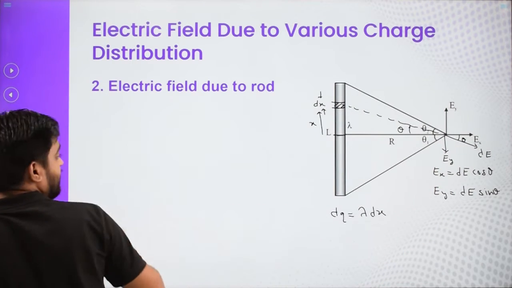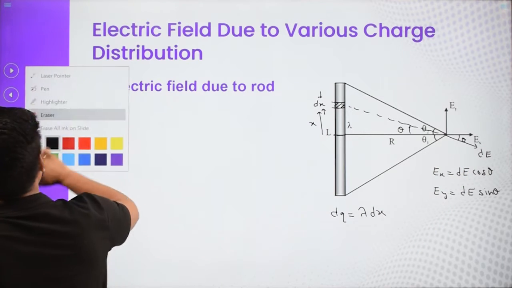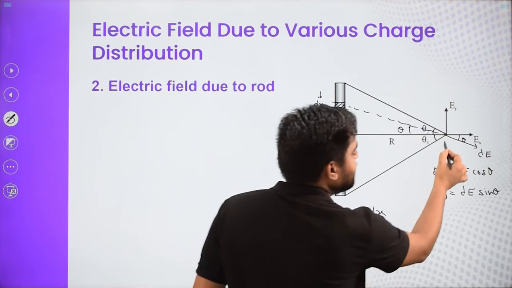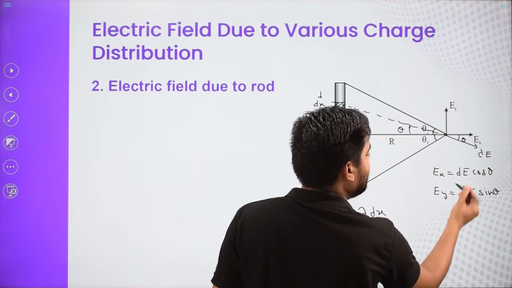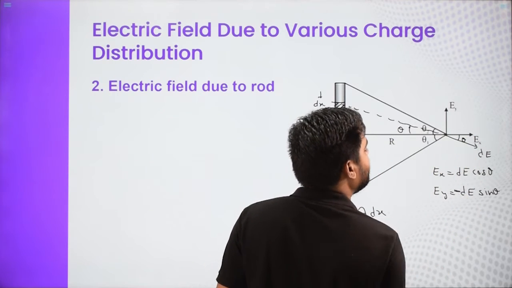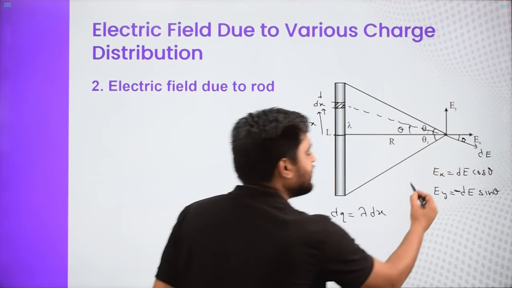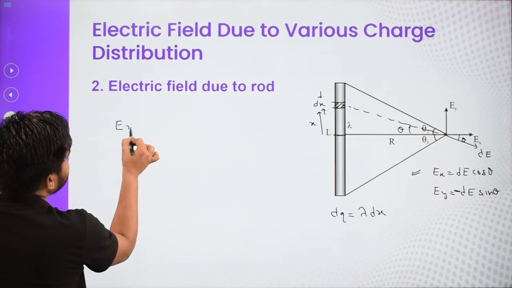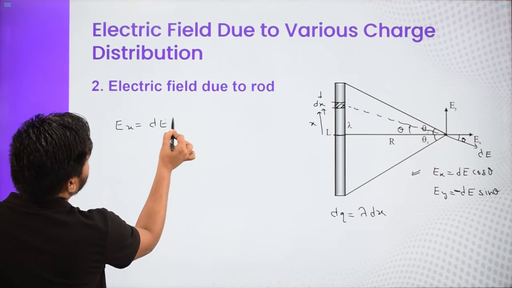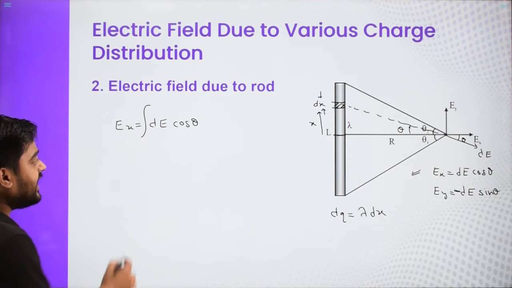So we will say that this component, the downward component, is dE sin theta in this direction, so I am putting a minus in front of it so that Ey is still in upward direction. So first focus will be on finding Ex. To find Ex, I am saying Ex is nothing but dE cos theta, and we have to integrate, right?